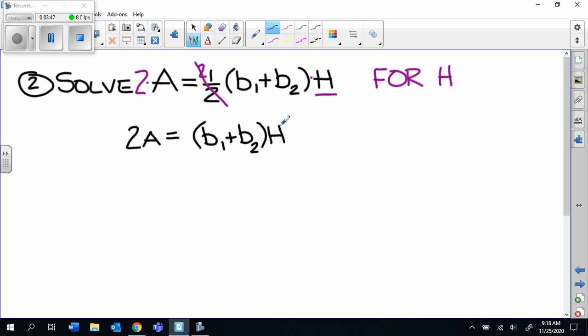Our gut is to distribute, but then we have h's in 2 different places, so this is actually a better position to be in, because h is being multiplied by that whole parenthesis. So I'm actually just going to divide by everybody there. Divide by b1 plus b2.